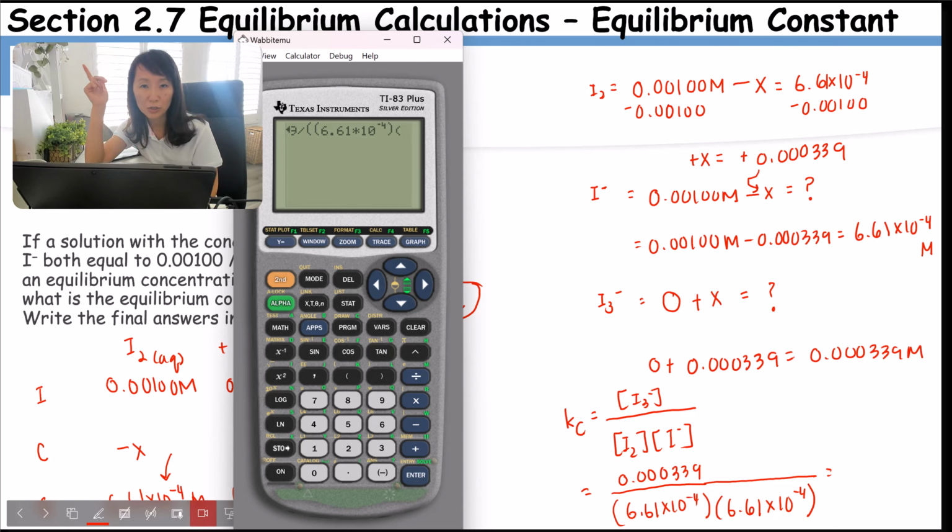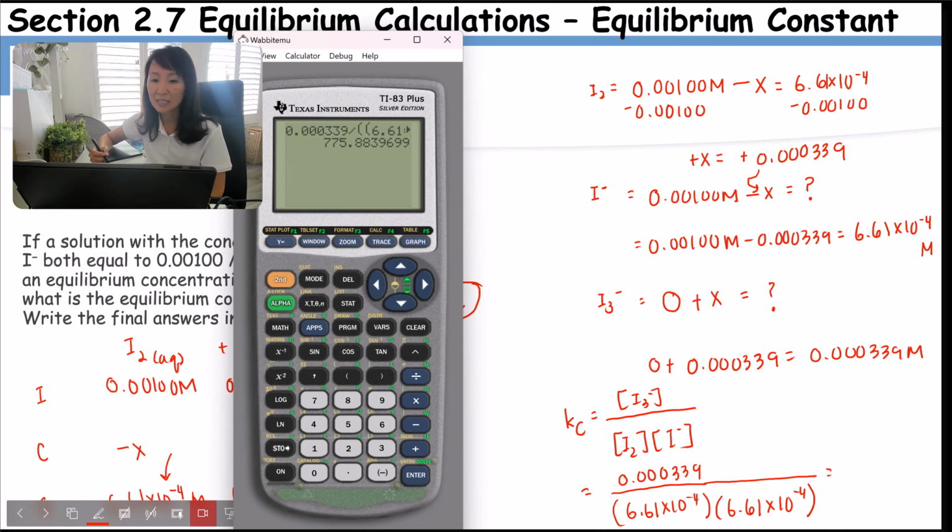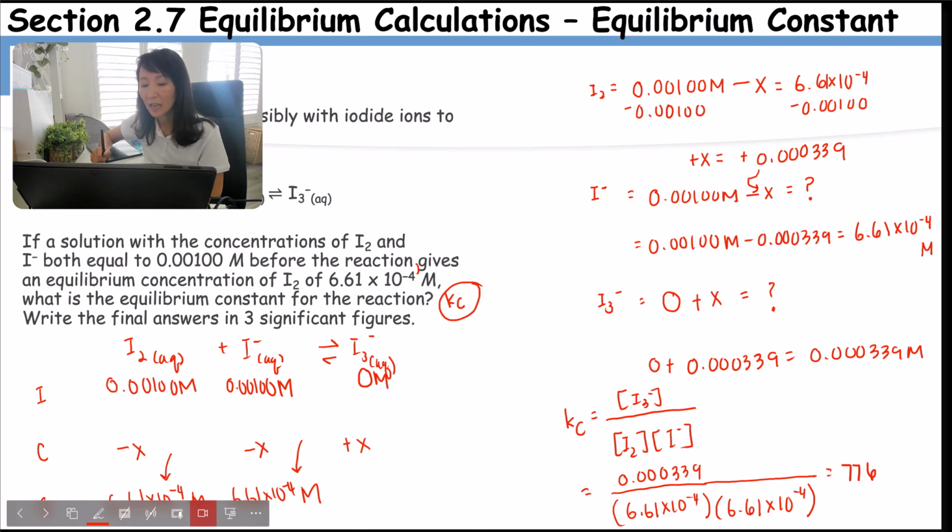So you can actually square this, or just to show you exactly how, I can put it next to each other, the negative 4, and then hit enter. So make sure you have double parentheses. So we get 776, since it's with 3 sig figs. So let's go ahead and write this. This is 776, your Kc value.